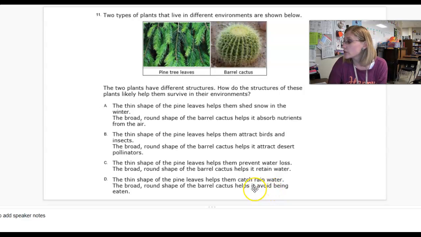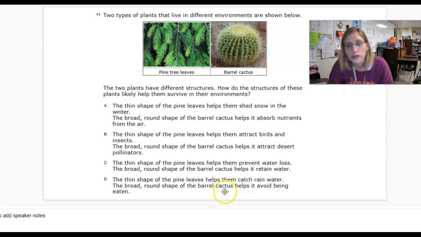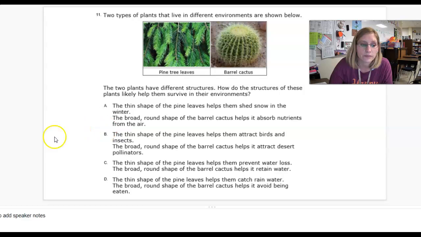So this answer is going to actually be, and I'm sure that you guys have already went over this with your teachers because you have wonderful teachers, which is C. Because it's mainly going to show how it prevents the water loss. This one, I don't think it catches rain. If I look at it, that's going to be really hard to catch rain. So that was the biggest difference. So C is going to be your correct answer. It's going to help prevent water loss. And then your cactus is going to help you retain water, which keeps the water.